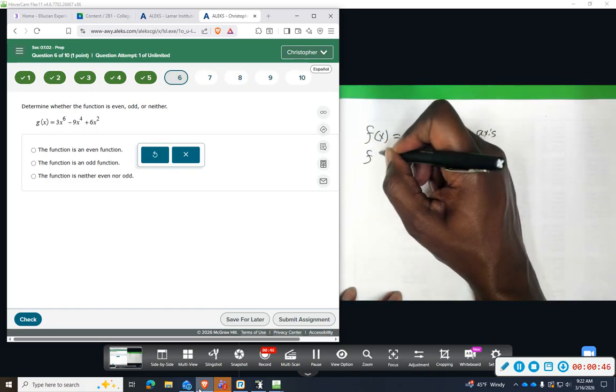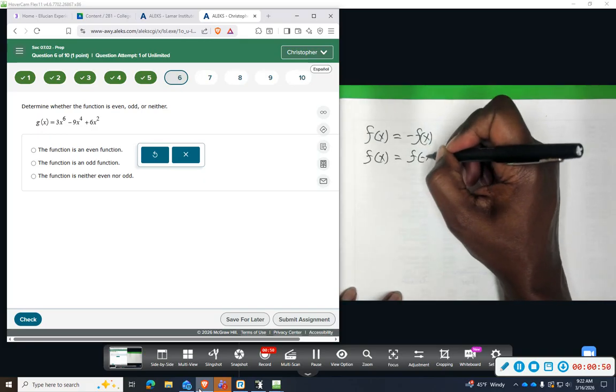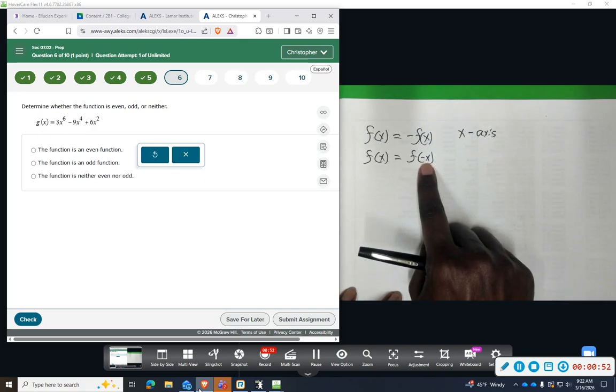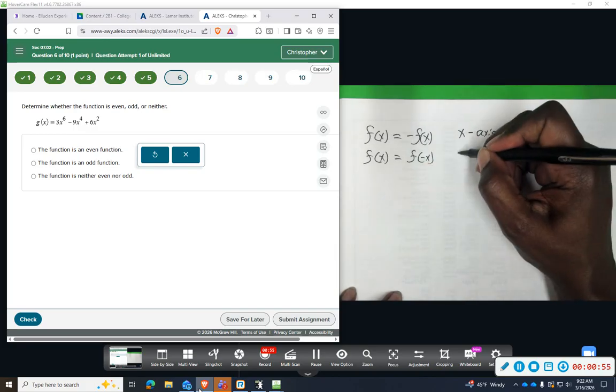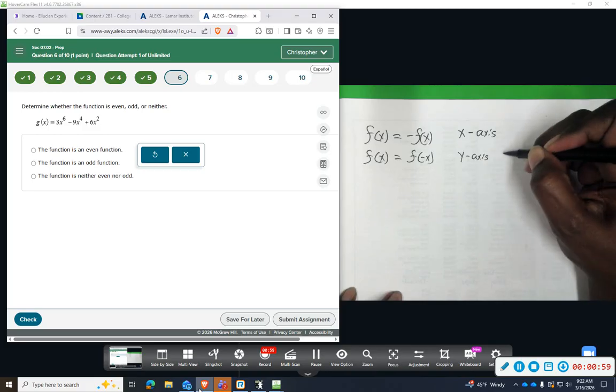We check to see if f of x is equal to f of negative x. So you change the sign on the inside this time. This is y-axis symmetry. This is the one we refer to as even.